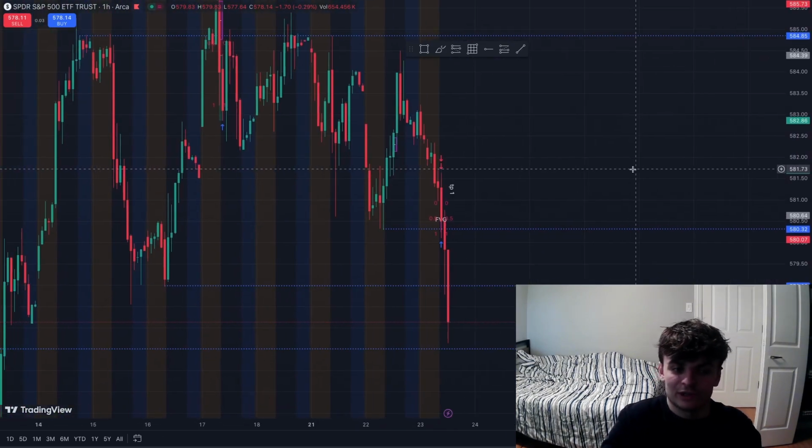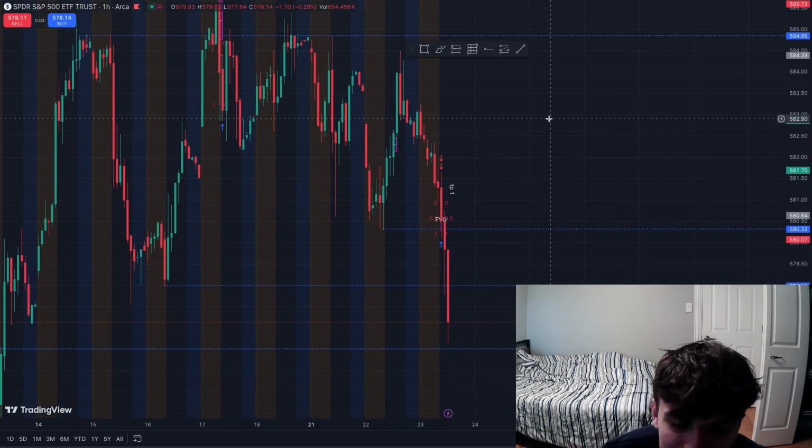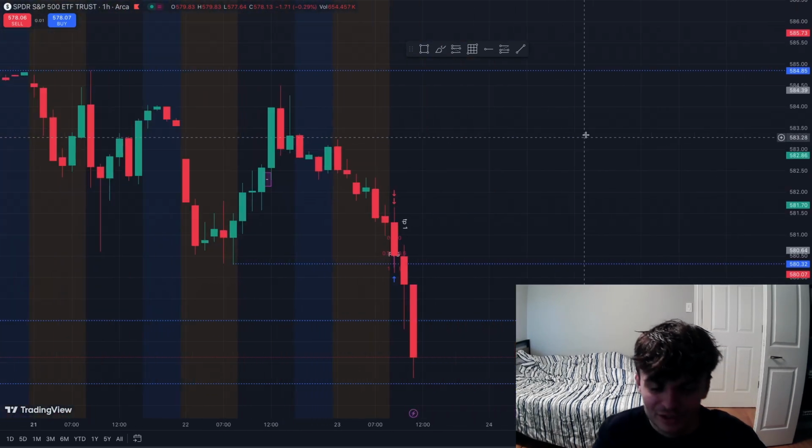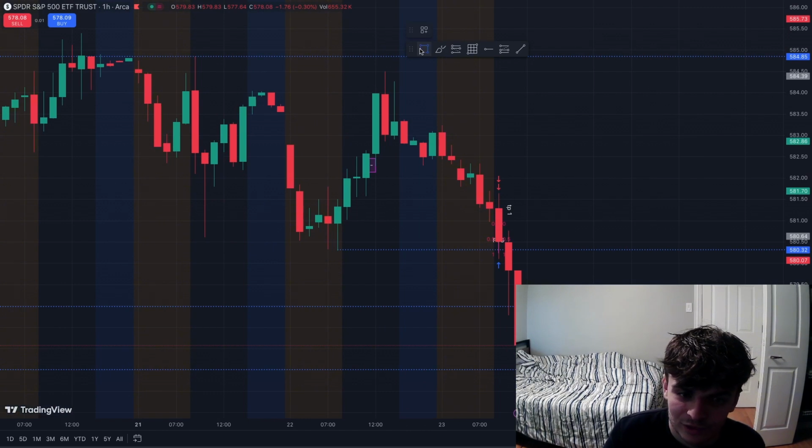High time frame fair value gaps. I love them. They're great. This is one way that you could trade fair value gaps. I guess this is literally a perfect example of a fair value gap, but it's right off a gap, so I wouldn't even consider that.